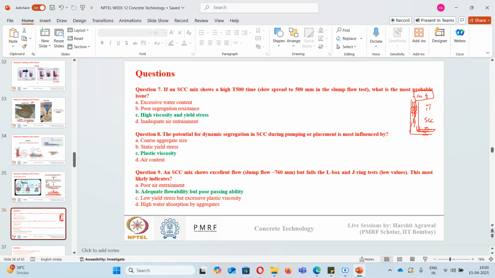Why? It can happen due to insufficient segregation resistance. The concrete is flowing, but it can't navigate properly through obstructions. Maybe it is too segregated, or the proportion of coarse aggregate is dominating, which is making concrete fail the L box or J ring test.